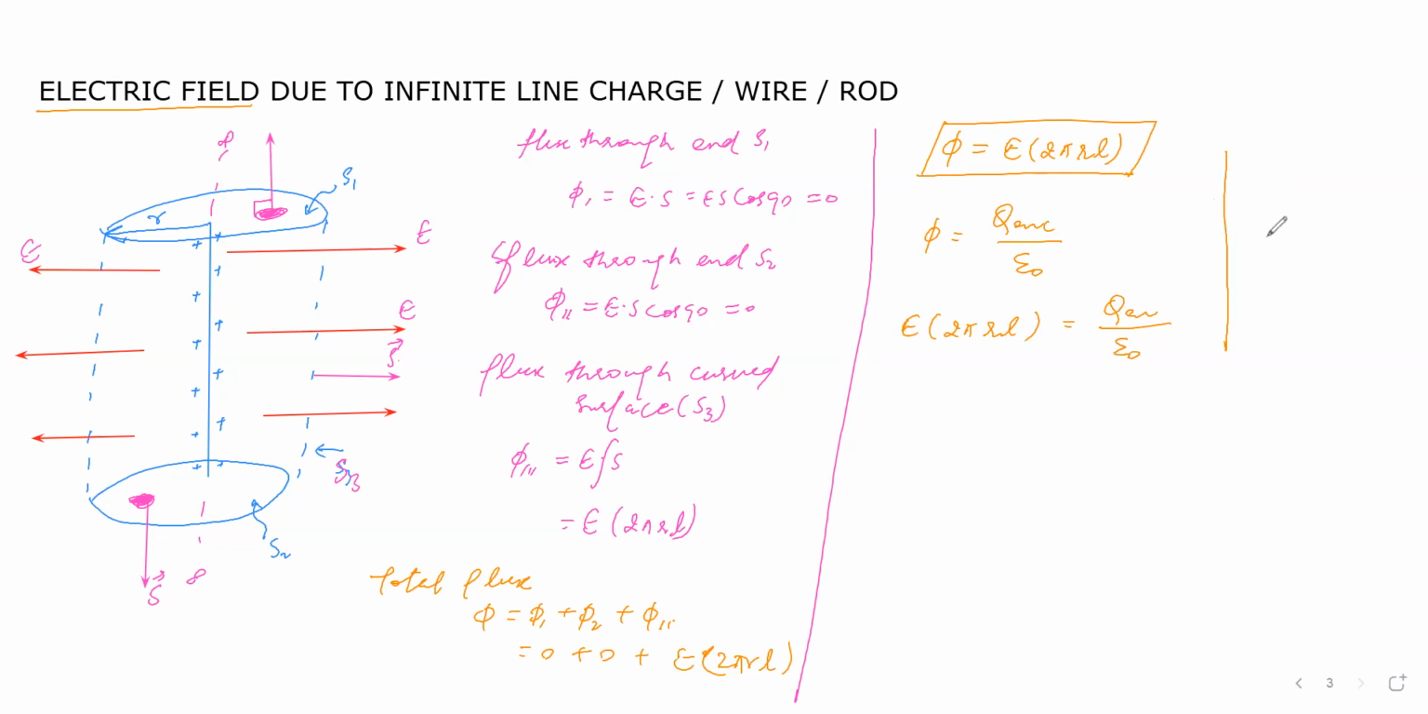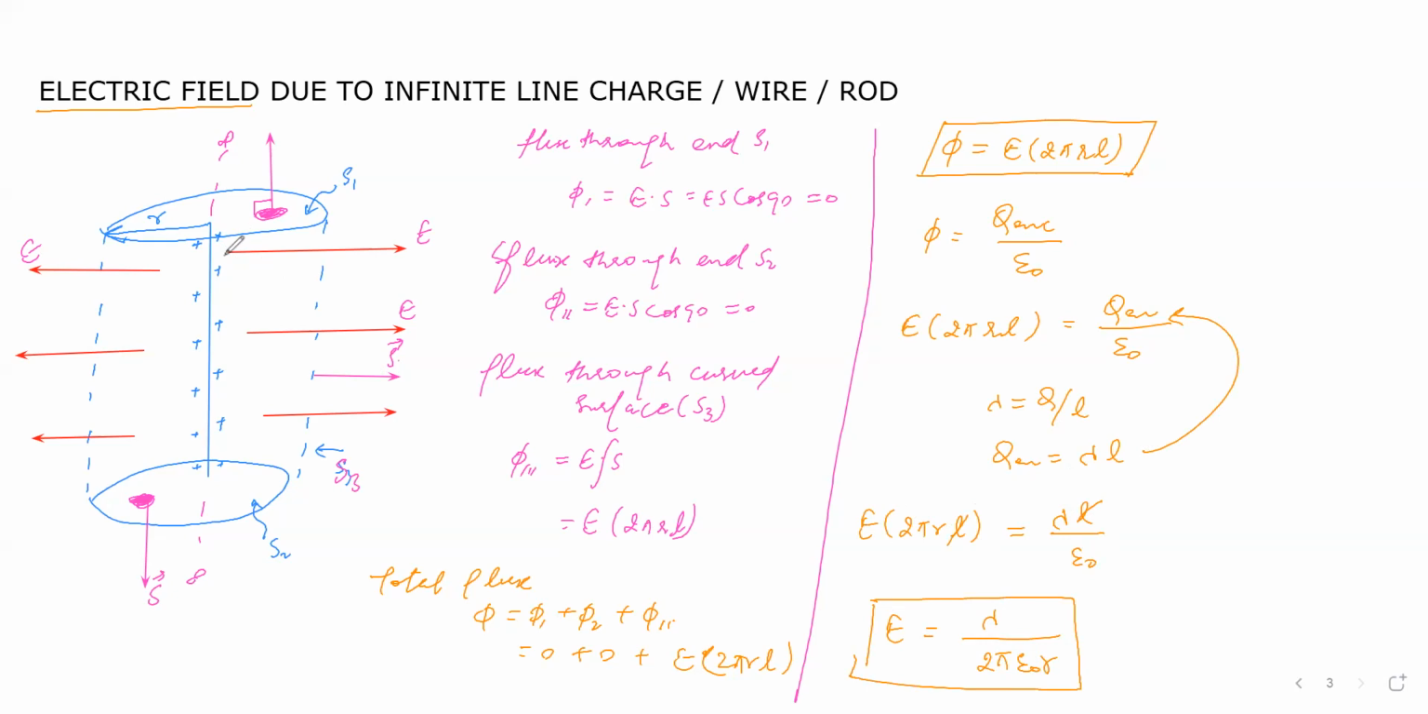What is the Q? This is your line charge density. Then we can write lambda is equal to Q over L, or Q enclosed is equal to lambda into L. Put this value in this equation. You get E into 2 pi RL is equal to lambda into L over epsilon naught. L is cancelled with L. Finally, E is equal to lambda over 2 pi epsilon naught R. This is the amount of field produced by this line charge. Are you clear? Yes, sir.